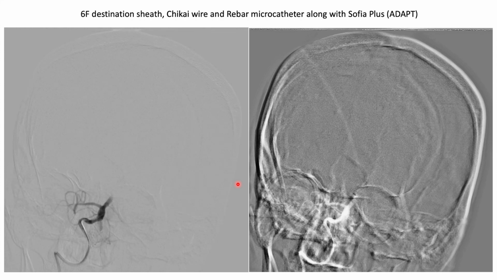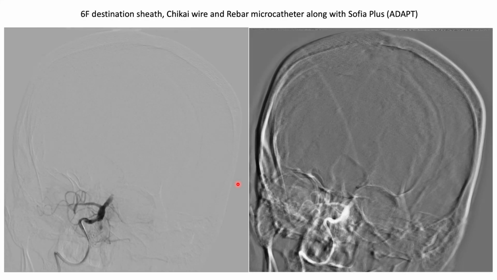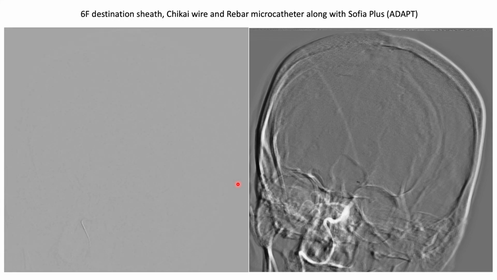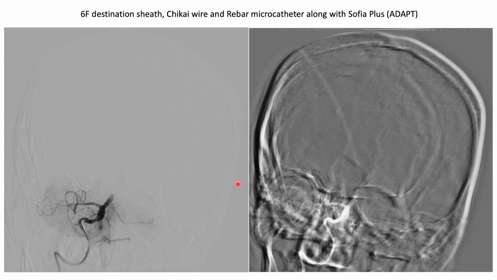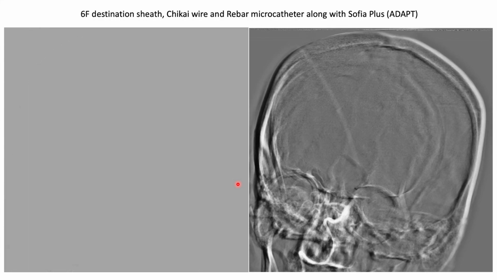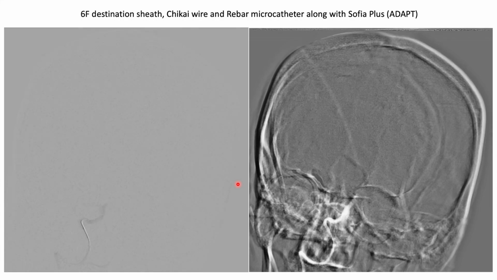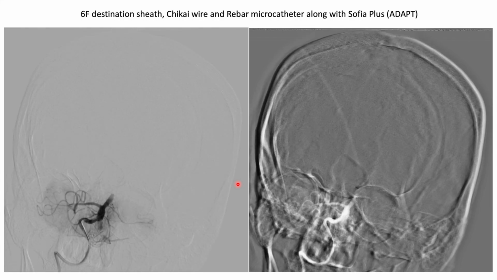Anyways, so then I placed a 6 French Destination sheath in the vertebral artery, and remember we just place it right near the ostium of the vertebral artery. We don't try to go way up, and we don't upsize from 6 French in the vertebral artery mostly. I've taken a Chikai wire from Asahi and a Rebar microcatheter from Medtronic, and this is a Sophia Plus from MicroVention. And the plan is to do just a simple ADAPT at the distal tip. Distal tips of the basilar are, we know, mostly embolic occlusions.